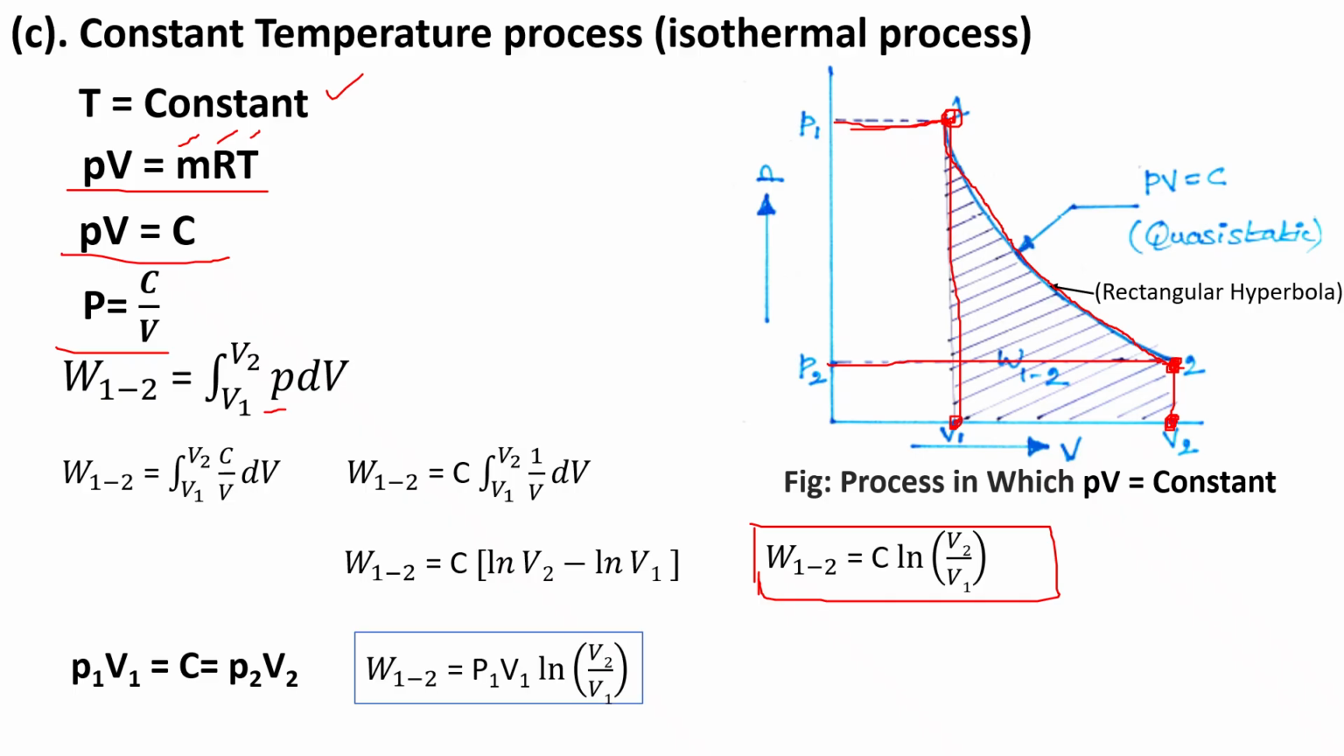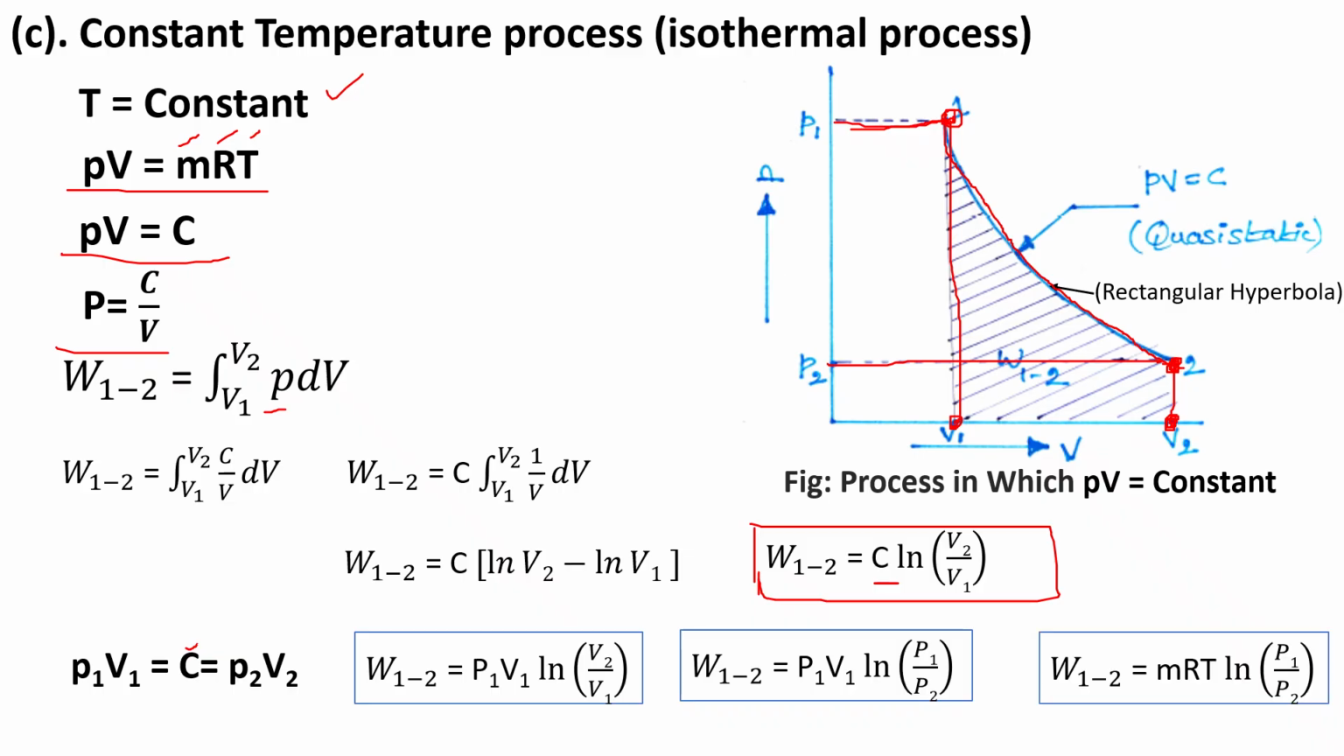Then this C value can be written as P1 V1. Substituting in this equation, W12 equals P1 V1 ln V2 by V1, and this can be written as W12 equals P1 V1 ln P1 by P2. Also, since P1 V1 equals mRT, W12 equals mRT ln P1 by P2.